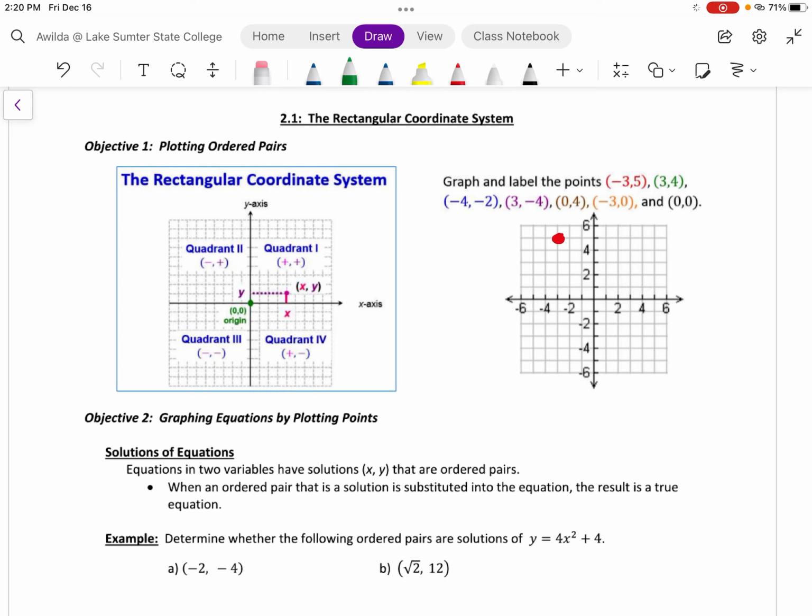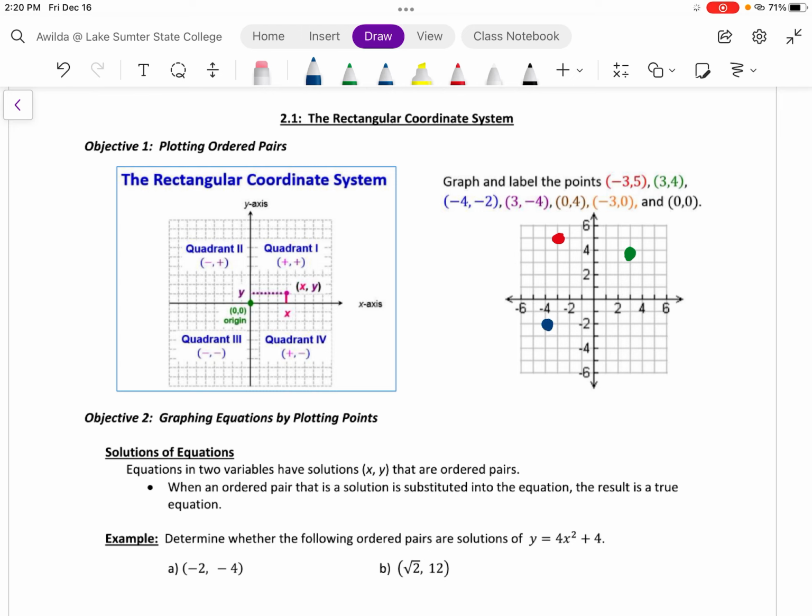Next, let's plot the ordered pair 3, 4. Because the x-coordinate is positive, we're going to travel to the right of the origin 3 units. And because the y-coordinate is also positive, we're going to travel 4 units up. So that's where that ordered pair would fall. Next, let's look at -4, -2. Here we have a point in the 3rd quadrant because both coordinates are negative. 4 to the left and then 2 down.